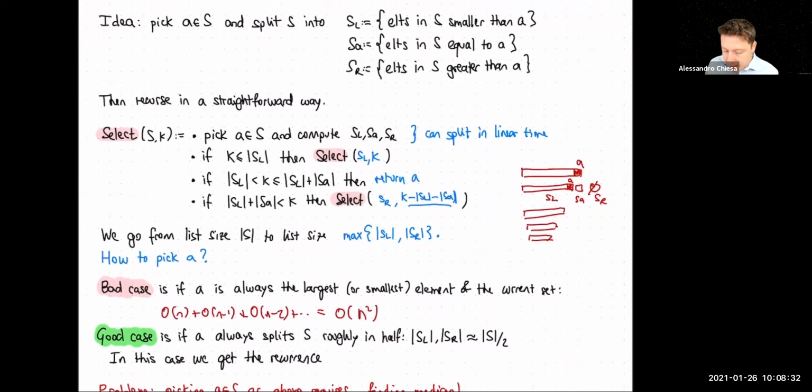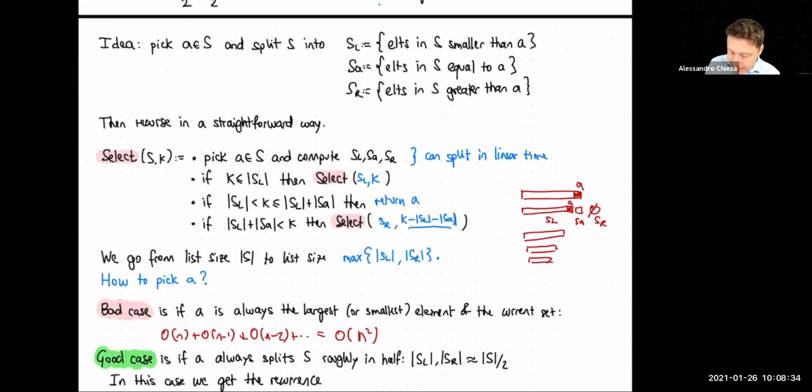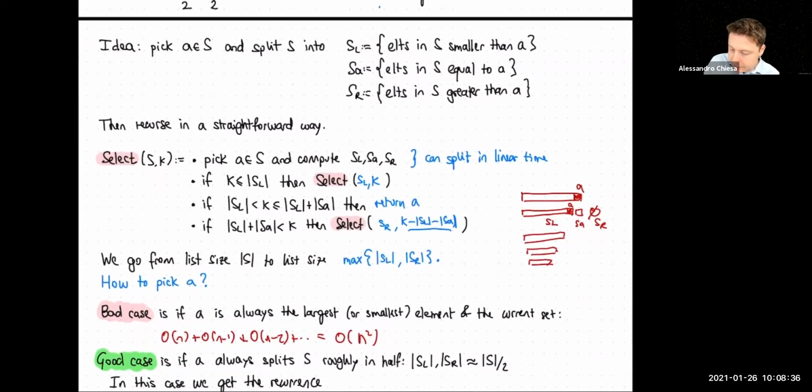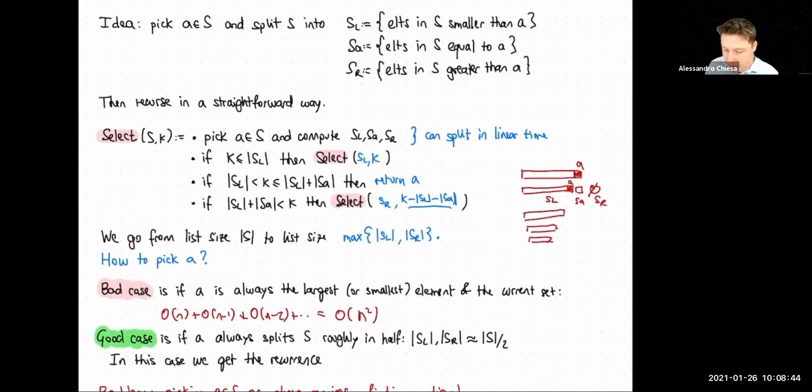Now, what would be nice is if A splits S roughly in half, right? Because we're paying only for the maximum. And the best thing would be for us to split it roughly in half. In such a case, we would get a recurrence, which is something like T of n equals what? Let's say for a moment that A is always splitting things in half. What recurrence would I get? T of n equals what?